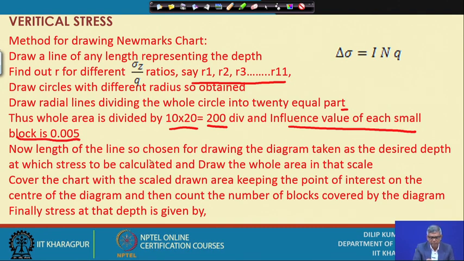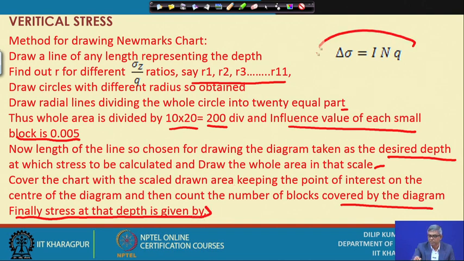Now, the length of the line so chosen for drawing the diagram is taken as the desired depth, that means whatever line is shown should be the depth at which the stress is actually required to be calculated at the foundation, and draw the whole area in that scale. Cover the chart with the scaled down area, keeping the point of interest at the center of the diagram, and then count the number of blocks covered by the diagram, and finally, the stress at that depth is given by this.